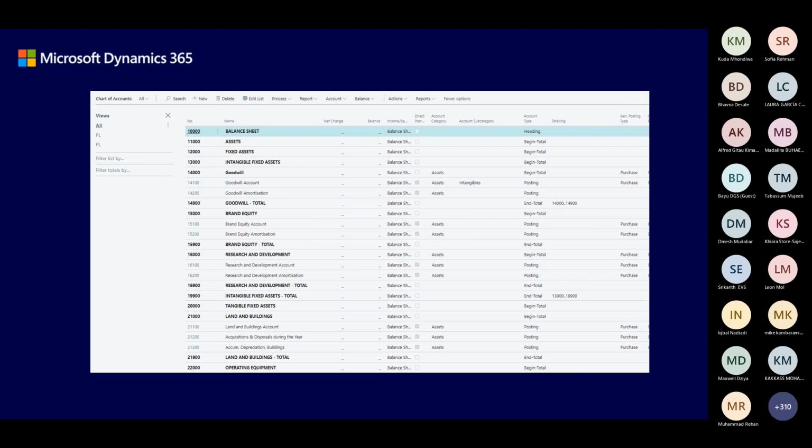So for each posting nominal account, or GL account, as we know it in Business Central, first of all, remember to uncheck the direct posting field for all the accounts that are set up in the posting groups and posting setup.